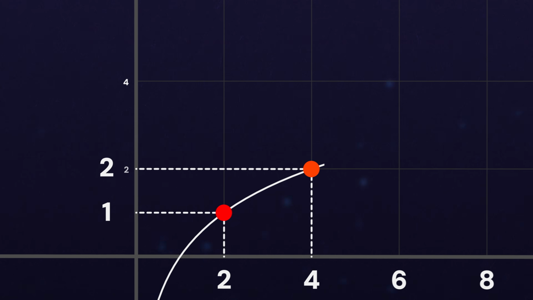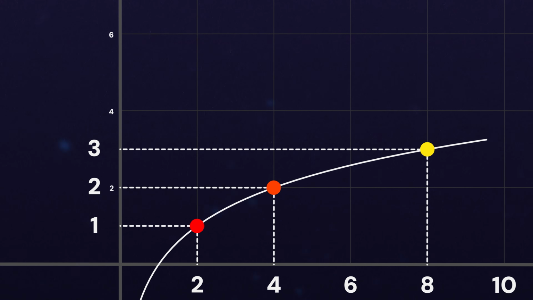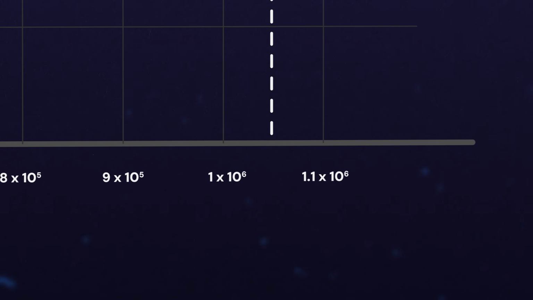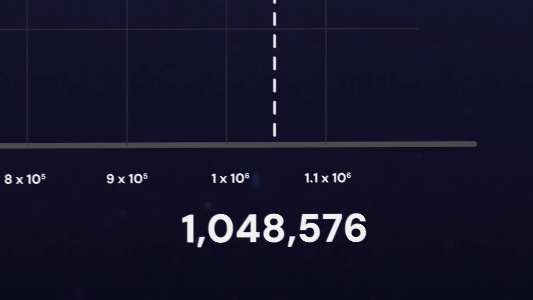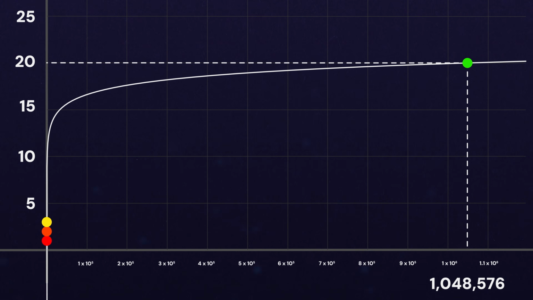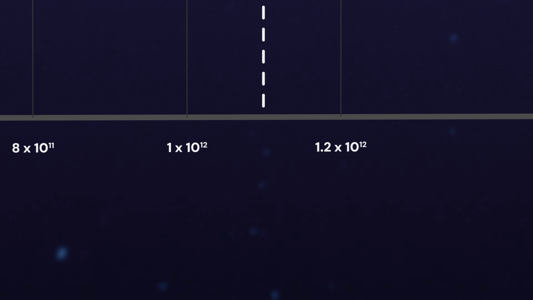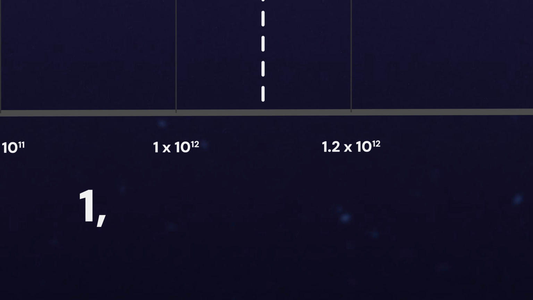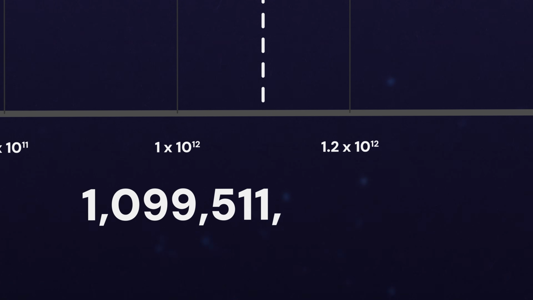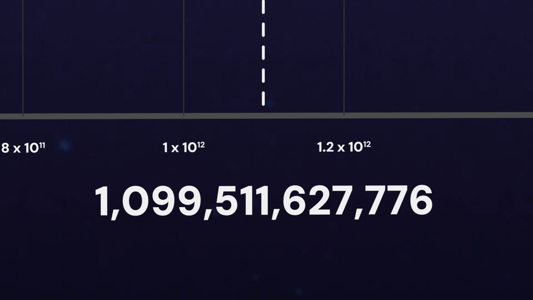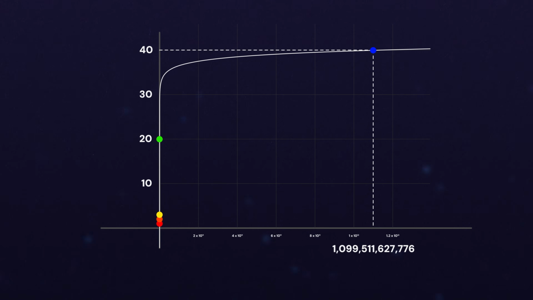1,048,576. On the other hand, logarithms grow very slowly. Log base 2 of 2 is 1, log base 2 of 4 is 2, log base 2 of 8 is 3, log base 2 of 1,048,576 is just 20. And even more crazy, I'm gonna have to read this one off, log base 2 of 1,099,511,627,776 is 40. Now, because logarithms grow so slowly, they're really useful when it comes to coding and computer science.